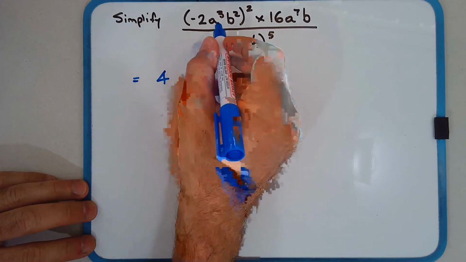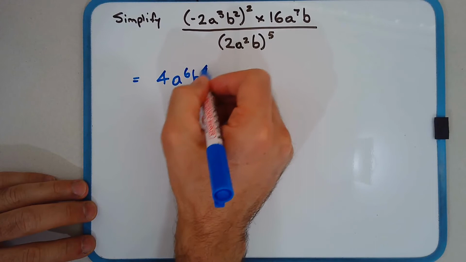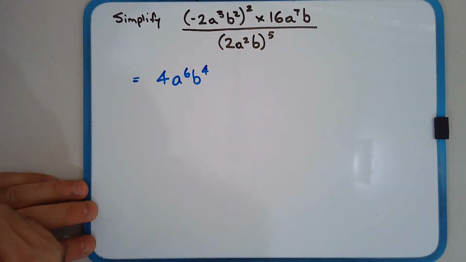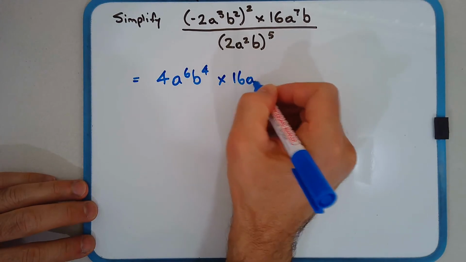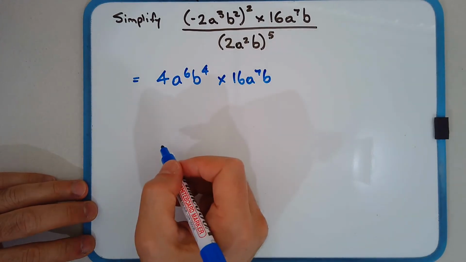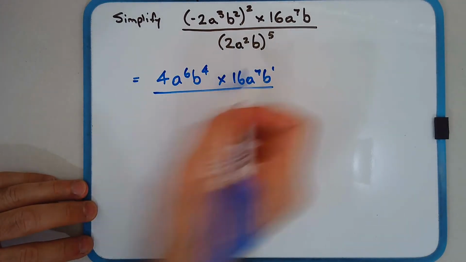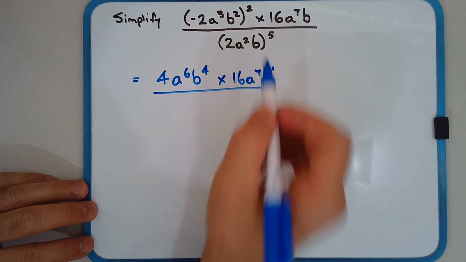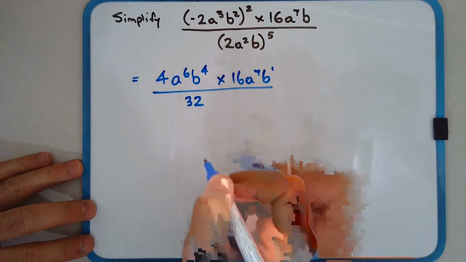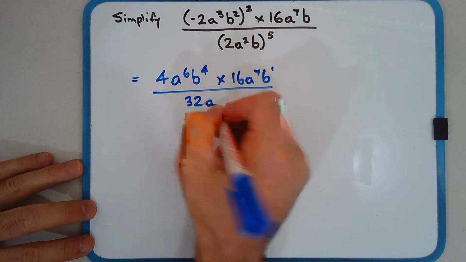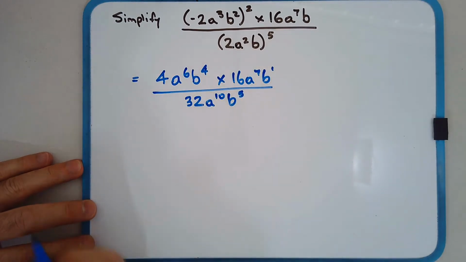So 4, now a cubed squared is a to the 6. B squared squared is b to the 4. We multiply the indices when we're raising a power to a power. Multiplied by 16a to the 7b, and that's b to the 1, of course. And that's over the denominator, so that's 2a squared b to the power of 5. 2 to the power of 5 is 32. A squared to the power of 5 is a to the 10, and b to the power of 5 is, no surprises, b to the power of 5.